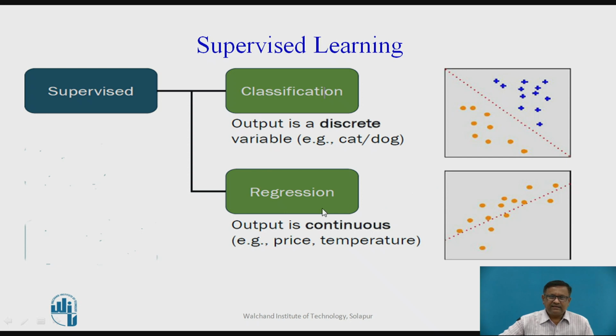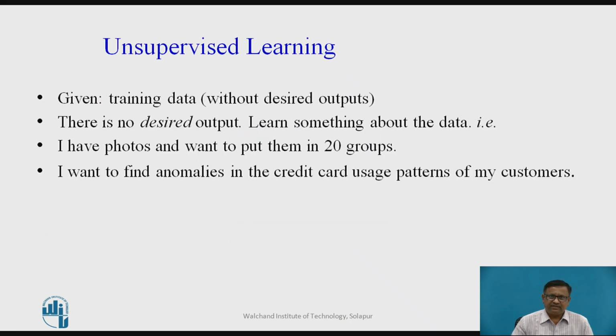Another is regression, where the output is continuous. Here it is discrete, but here it is continuous. For example, the price of a stock or the temperature of a room can be a continuous value, because temperature changes as the day goes on and the sun rises. In this way, the price of a stock can be predicted in future if the current pattern continues. So supervised learning can be classified into two categories, classification and regression.